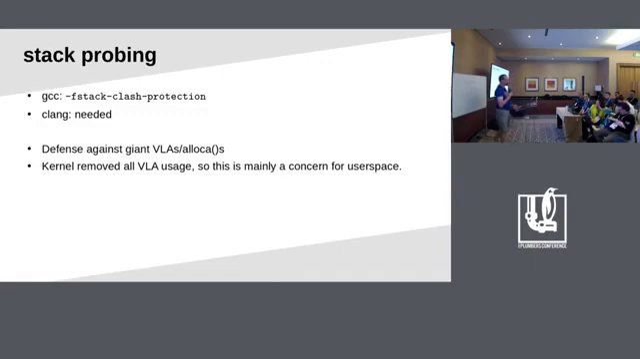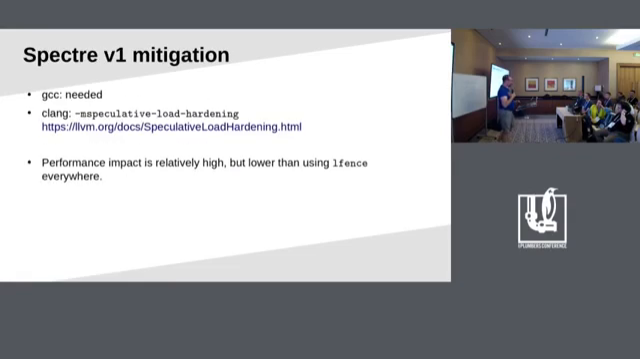So again, this is another case of effectively changing the dialect of the kernel using the options that we've got. But if you must use VLAs for some reason, having stack clash protection turned on is nice. Then there's Spectre v1 mitigation. In Clang, this exists as speculative load hardening. The performance impact is pretty high, but it's better than using LFENCE everywhere. And I think it's needed in GCC, but maybe I'm going to get corrected.